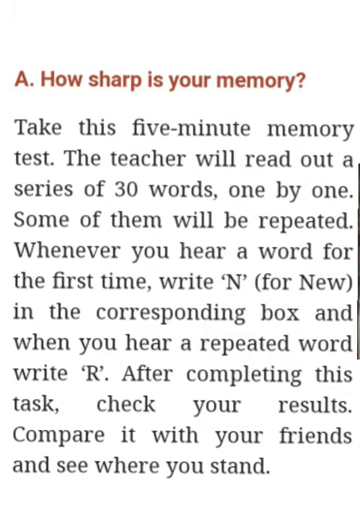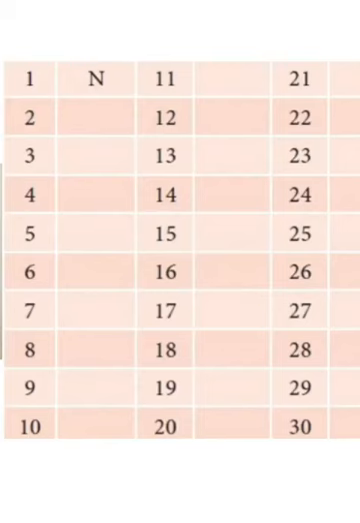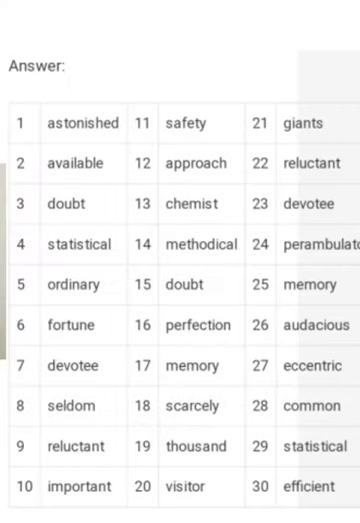I'm not going to give you this now, but you have to try. Ask your parents or somebody to read out some 30 words. If it is a new word, write N. If it is a repeated word, write R. So you can check how many words you remember by this. Okay, next one also we will move on to. All these things you can read and understand.